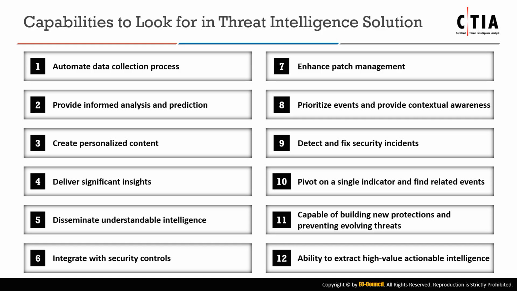Number five, disseminate understandable intelligence. This will be able to take input from disparate sources and allow you to send that out and disseminate it to whoever needs it. Number six, integrate with security controls. We have multiple security controls at multiple parts of our network and hosts and virtualization systems, etc. And we want whatever we're using as a current solution to be able to integrate with our threat intelligence solution.